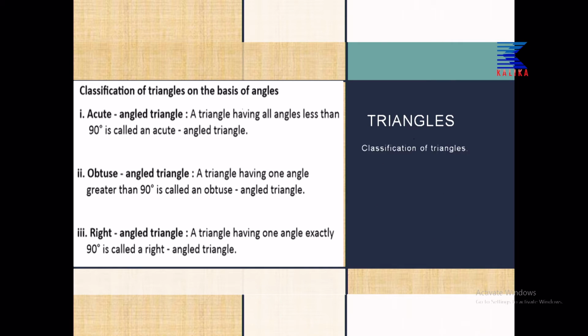So, dear student, now I am going to show you the classification of triangles on the basis of angles. You see here in the slide, they are acute angled triangle, obtuse angled triangle and right angled triangle. Okay. Before that let me read out what is written there. A triangle having all angles less than 90 degree is called an acute angle triangle. A triangle having one angle greater than 90 degree is called an obtuse angle triangle. A triangle having one angle exactly 90 degree is called a right angled triangle. Now, let me see those examples in the slide as well.